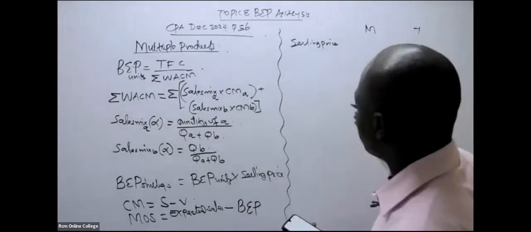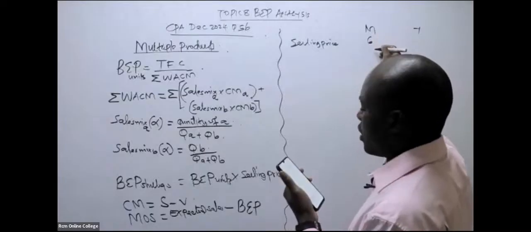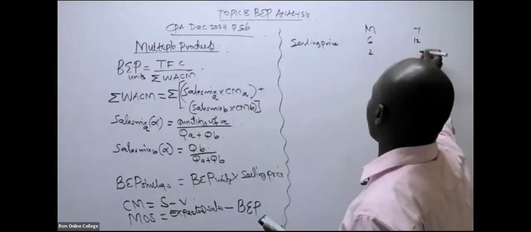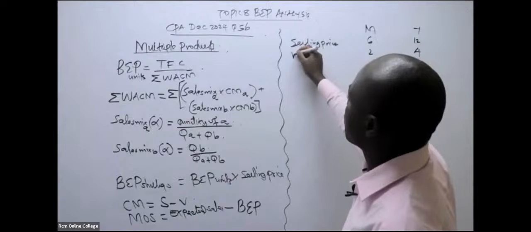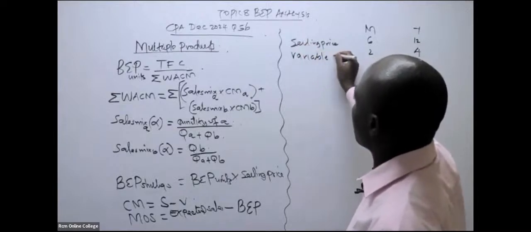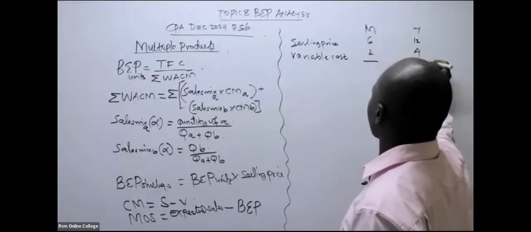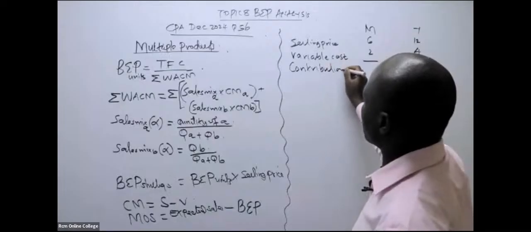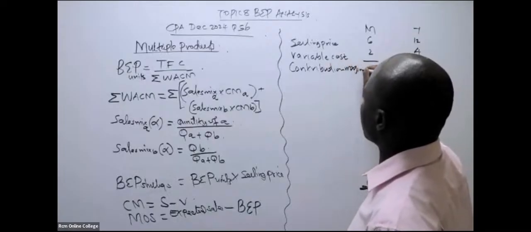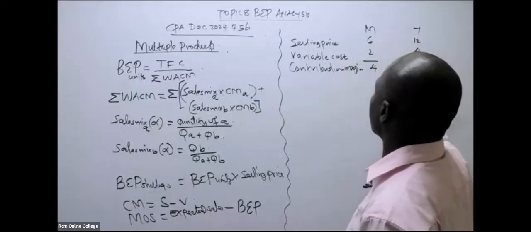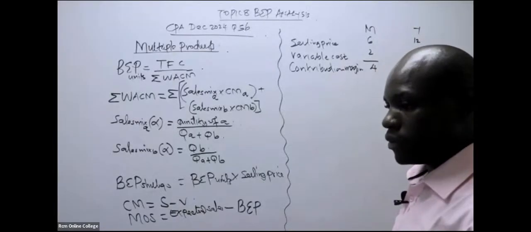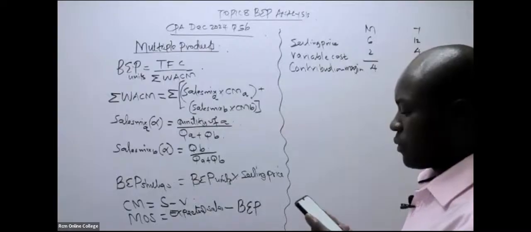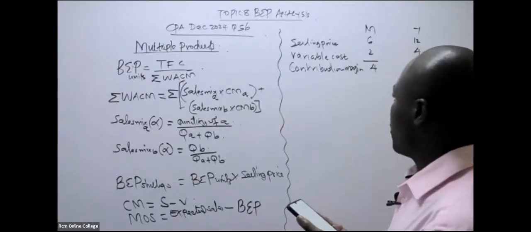So are we given selling price? Selling price for product M is 6, that is per unit of M. Then we have 12 here. We have 2, we have 4. That is a variable cost. Then to that, we'll be having what we call contribution margin. So contribution margin, this will be 4. Yes, selling price is 6. Good.